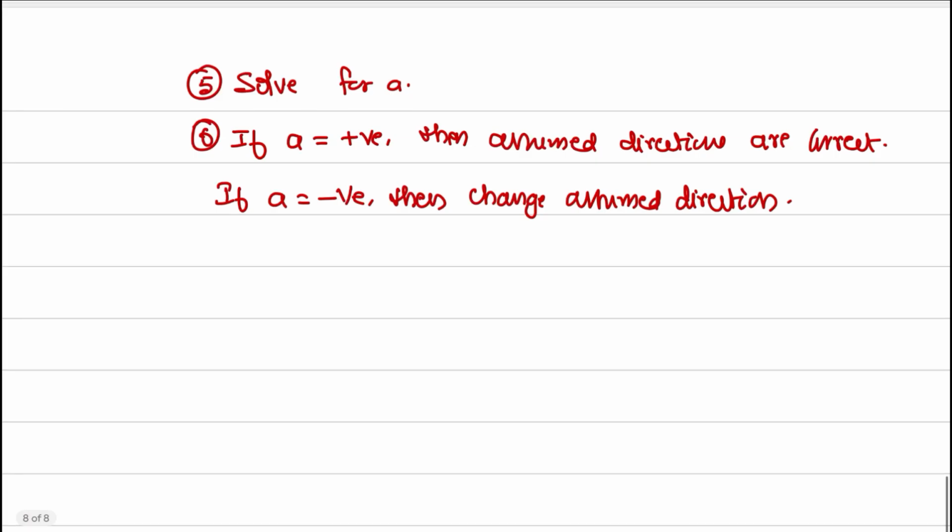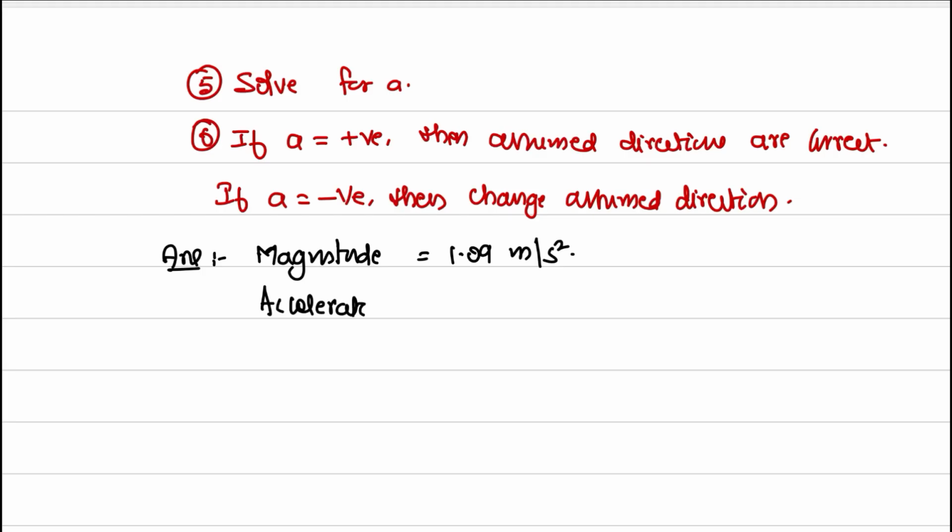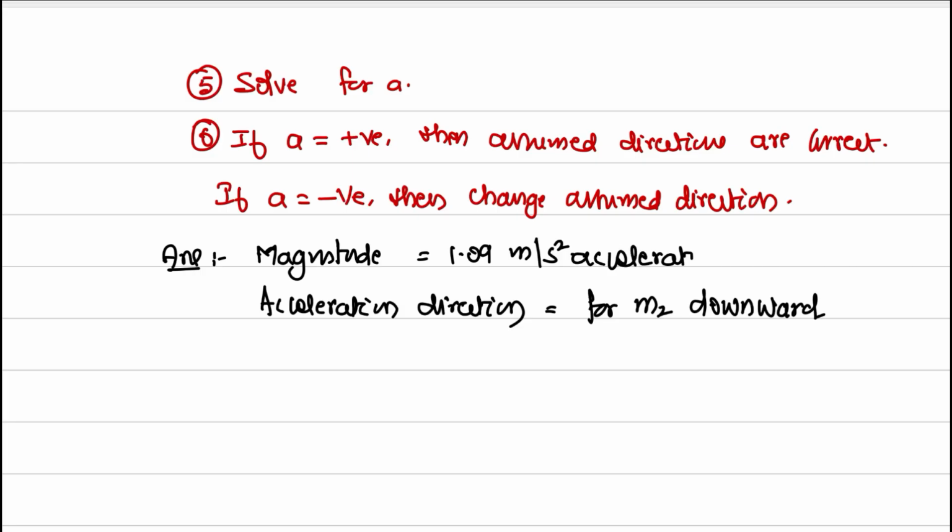Here the answer is, magnitude is 1.09 meter per second square. Acceleration direction for M2 is downwards. This is the answer.